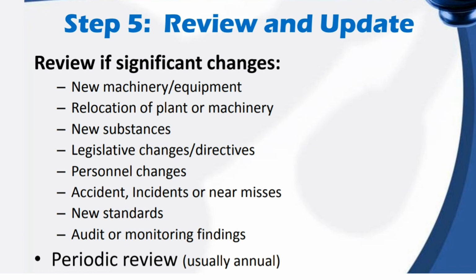Step 5. Review and update. Review if there are significant changes, new machinery, relocation of plant or machinery, new substances, legislative changes, directives, personnel changes, accidents, incidents or near misses, new standards, audit or monitoring findings, and periodic review, usually annual.